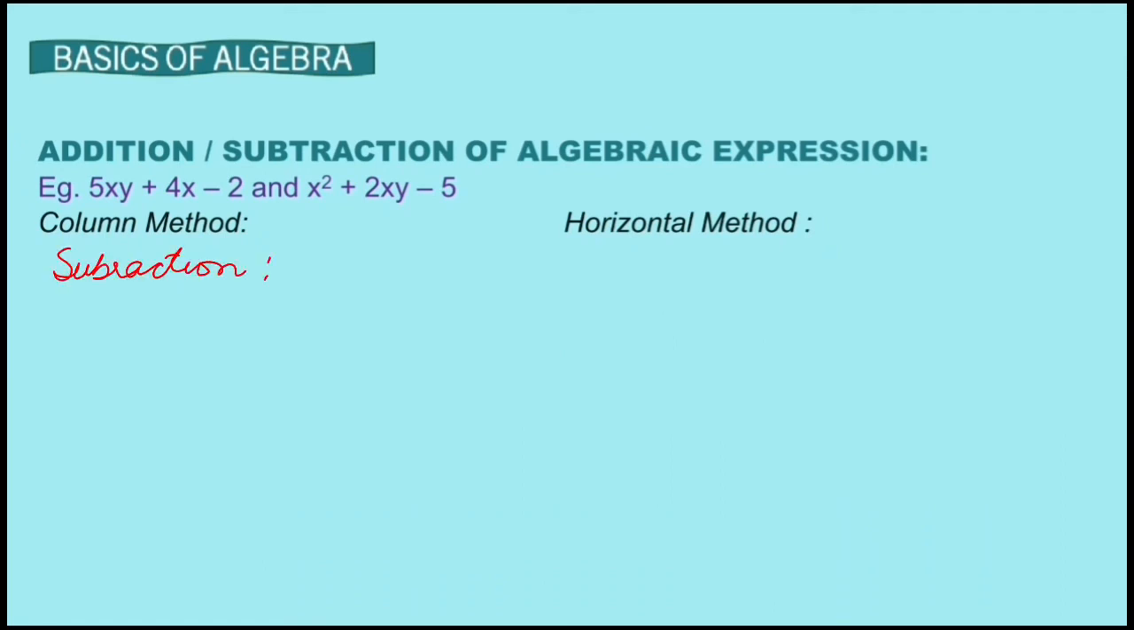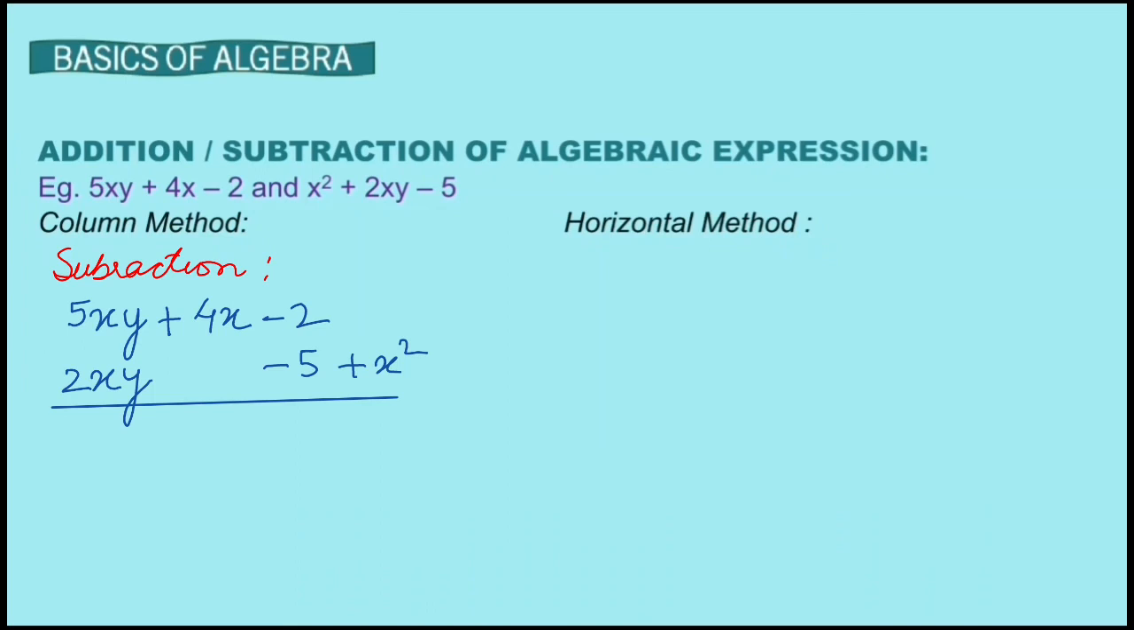Now subtraction. Write the expressions one below the other and change the signs of all the terms of the second expression. Add column wise. So 5xy minus 2xy is equal to 3xy. Minus 2 plus 5 is equal to plus 3. And thus we get this answer.